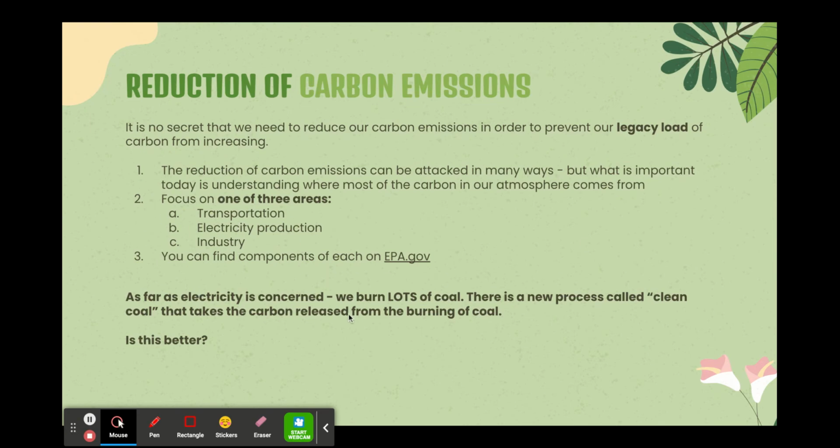So, as far as electricity is concerned, we burn lots of coal. Okay, we still burn coal, even though we have kind of renewable things that we have been looking at now. We still burn coal, and it is responsible for much of the carbon that is released into the atmosphere as of today. There's a new process, and this is called clean coal. And it takes the carbon that's released from the burning of coal and it uses it for something else or it stores it. Okay. So I want you to consider today, is this better? You're going to be reading an article on clean coal and kind of looking at the process of it.